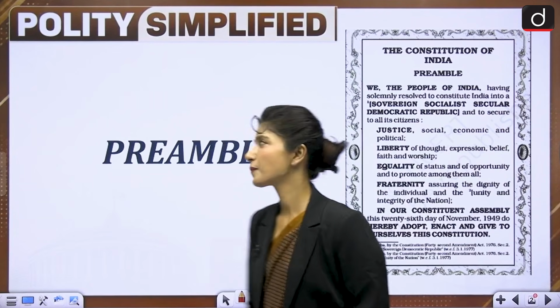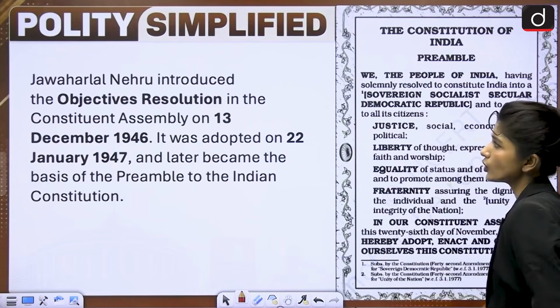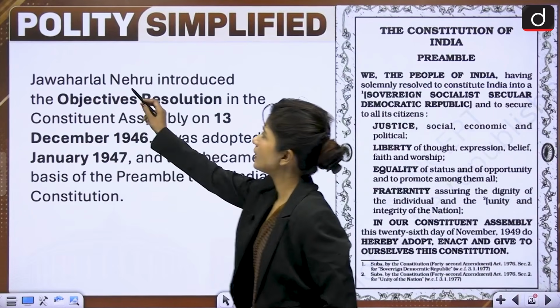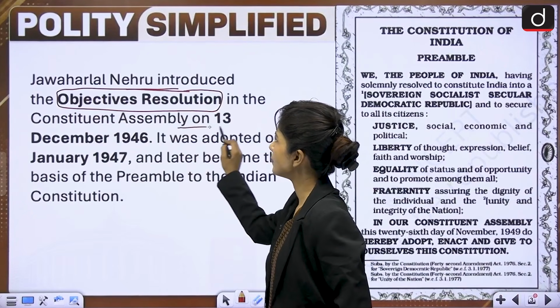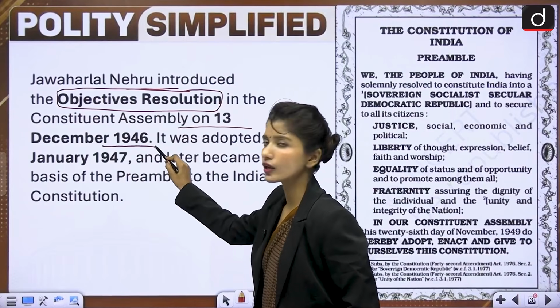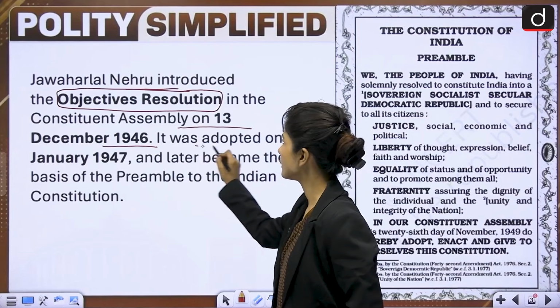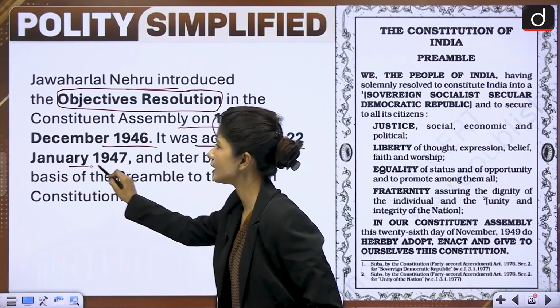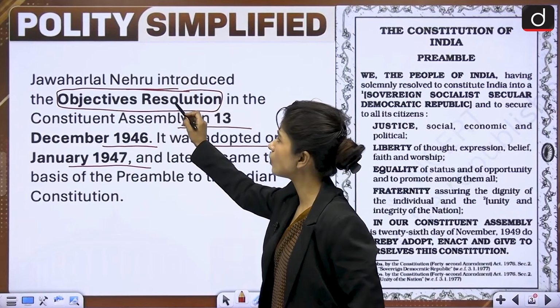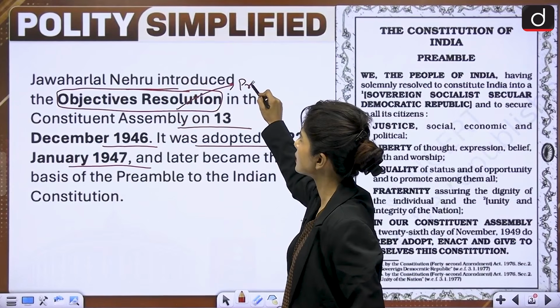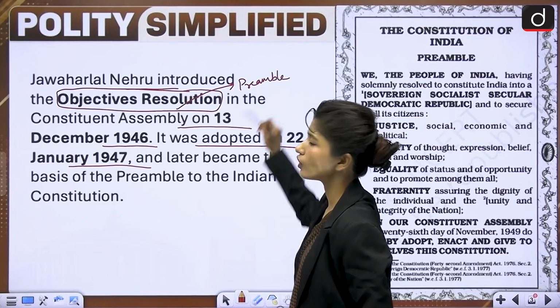Let's get started. First of all, there was something called Objectives Resolution. Jawaharlal Nehru introduced Objectives Resolution in the Constituent Assembly on 13th December 1946. Then it was adopted on 22nd January 1947, and this later became the basis of preamble.